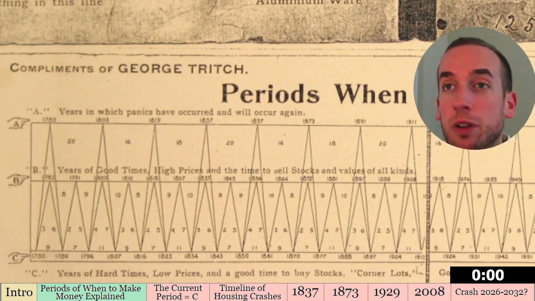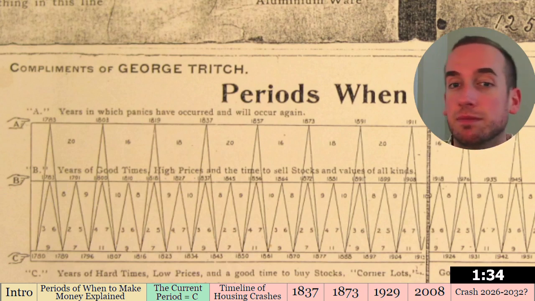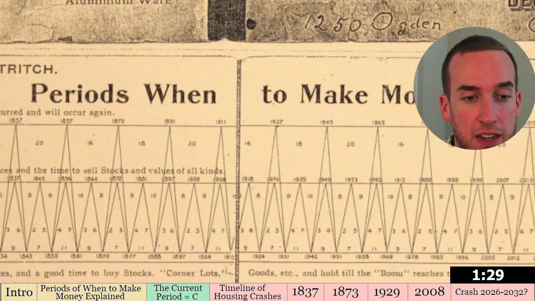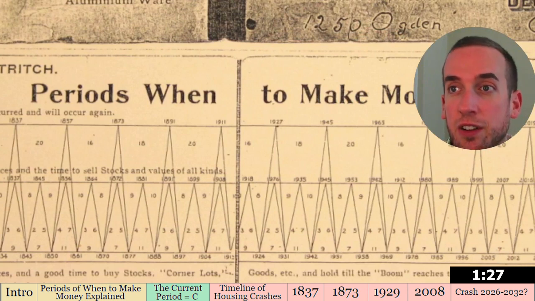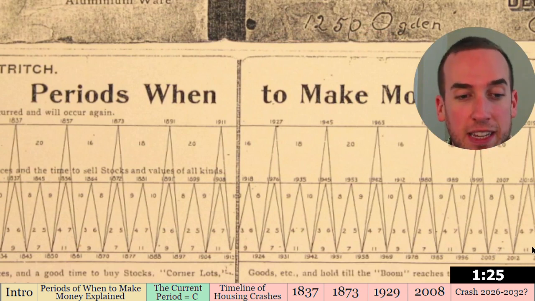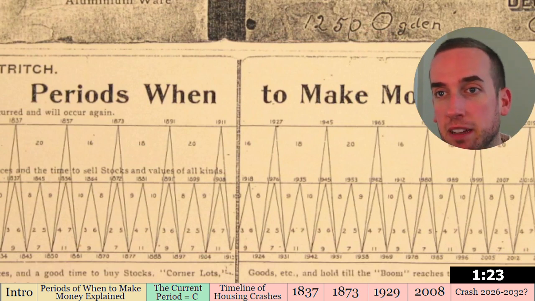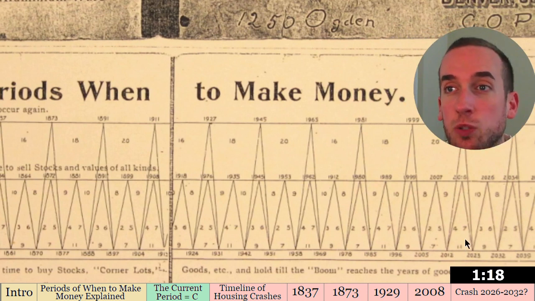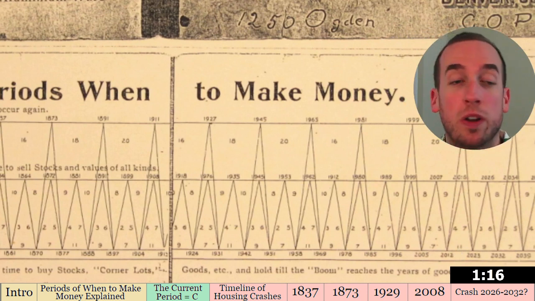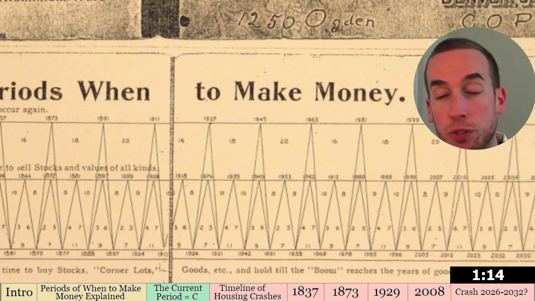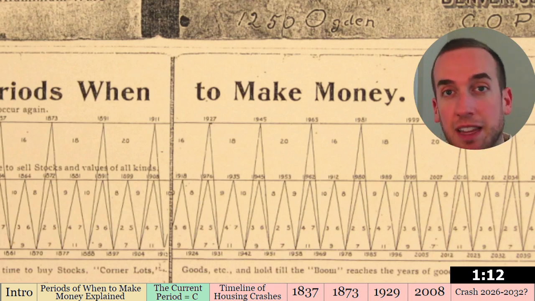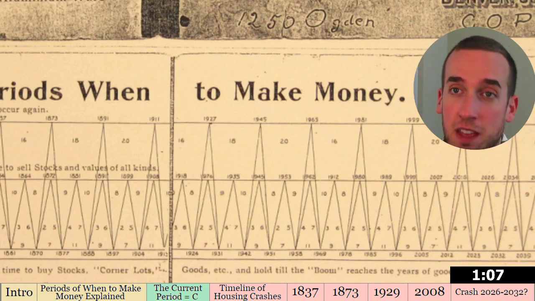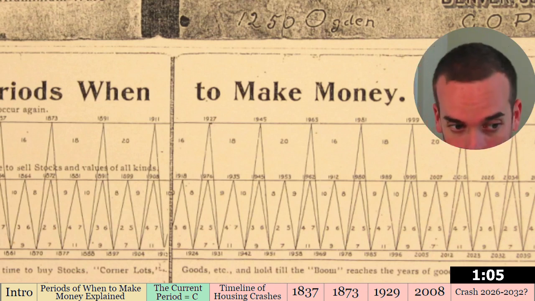So it is 2023. Where do you guys think we are at? I'll give you 2 seconds. Okay. I'm going to go on over to the right. So we are right here. This is 2020. Oh, dang it. So right here, this is 2023. So according to this chart made in 1872, this is the time to buy stocks and time to buy corner lots, goods, assets, etc. I'll let you be the judge of that.